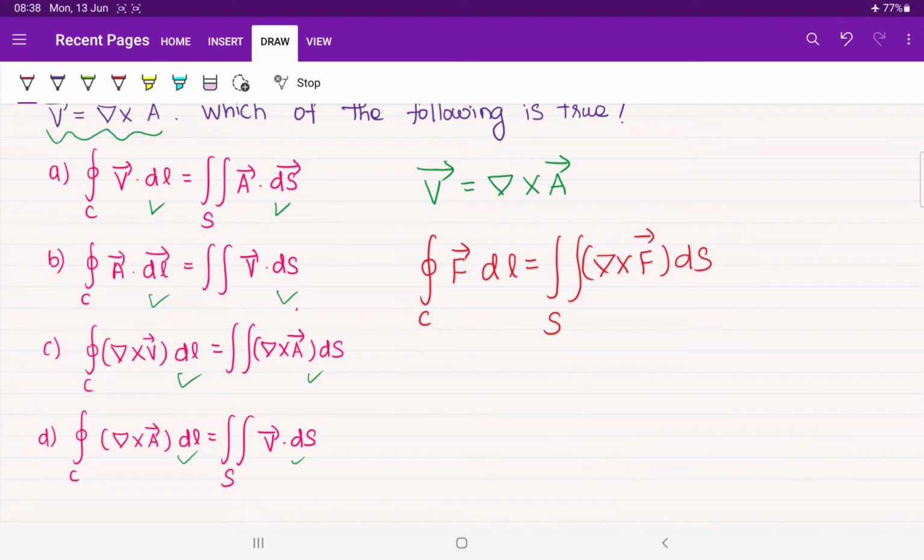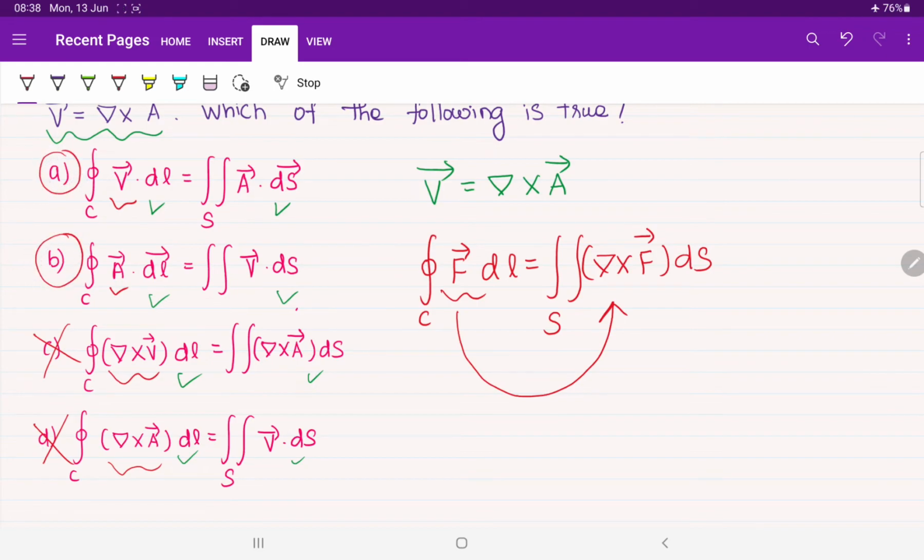If you observe in this single line, in the line integral in place of F they kept V and they kept A, and in other places they kept del cross V, del cross A. These kinds of things are not possible. In a single integral we will be having only a simple field. After that, in the surface integral it will be converted into the form of curl. So either we must go with option A or option B. Which one is the correct answer here?